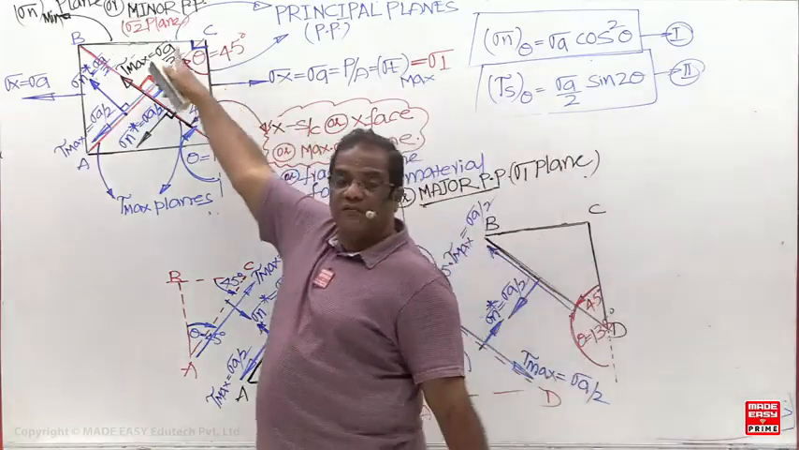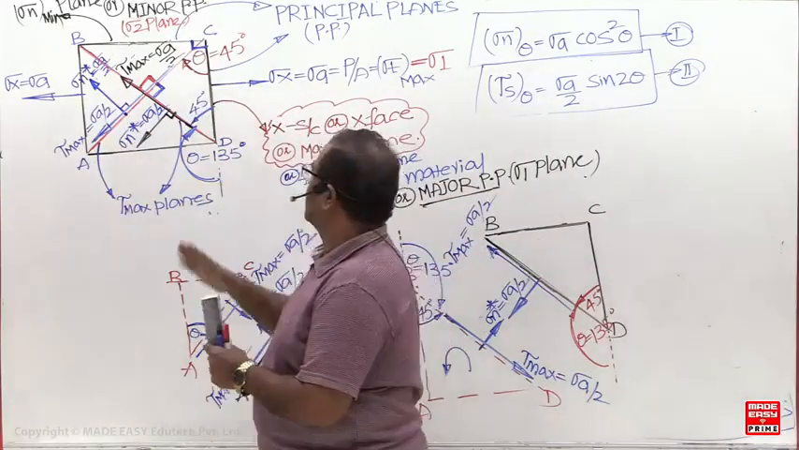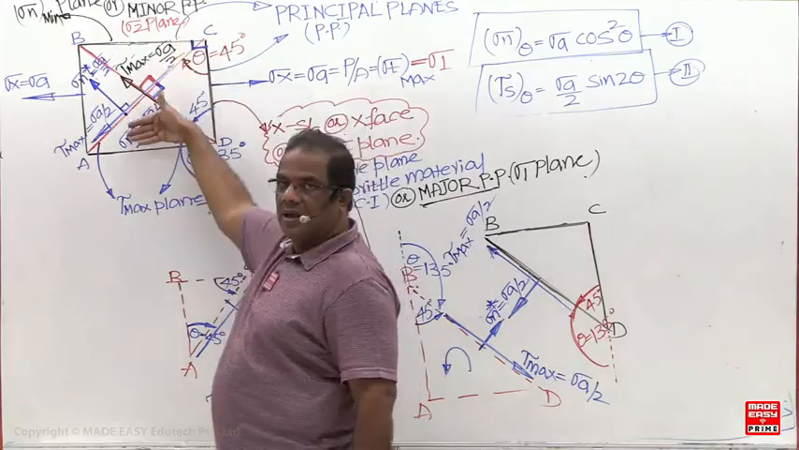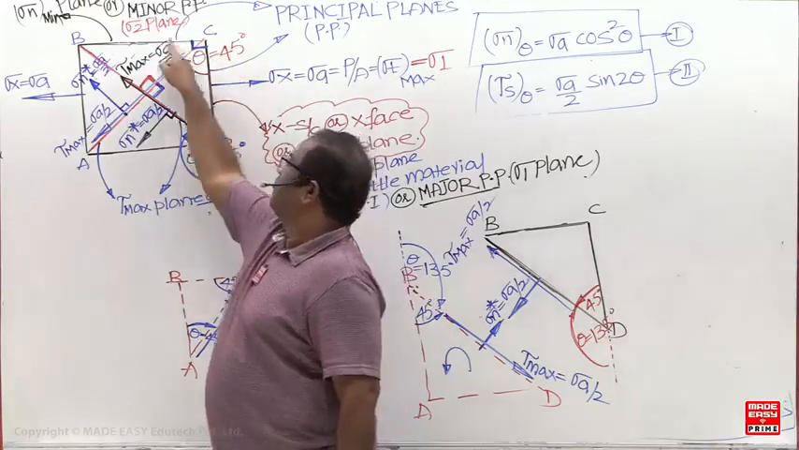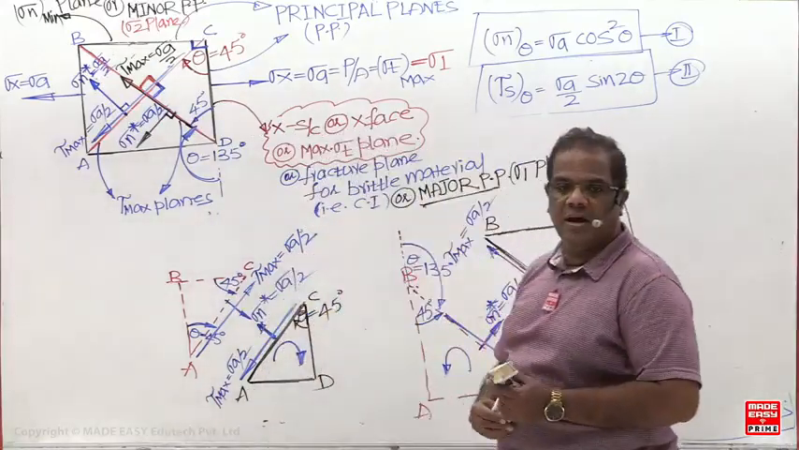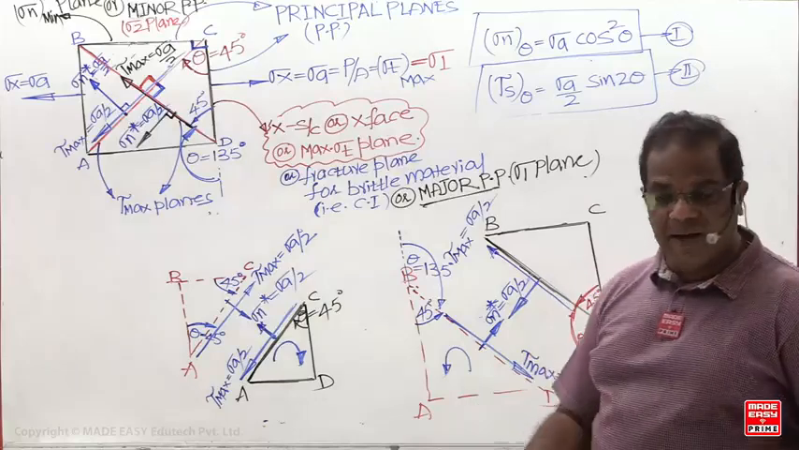Now this is the front view you have drawn. What do you call this? X, Y, and what about this square? Z face. This is X, Y, and this is the Z face. Now can you draw the 3D figure? How do we show the 3 mutually perpendicular planes?